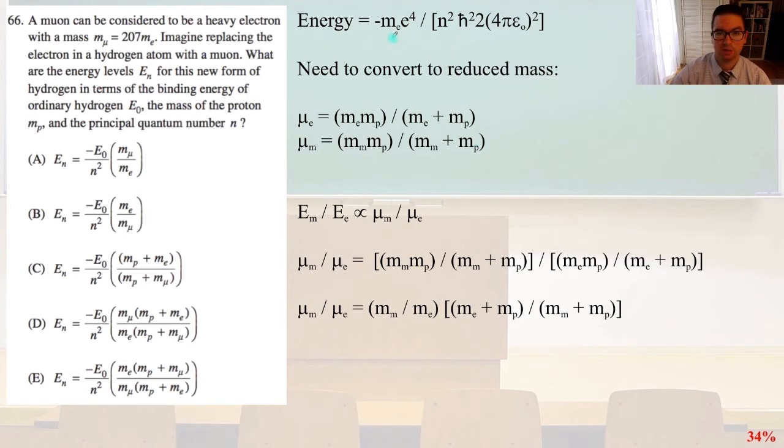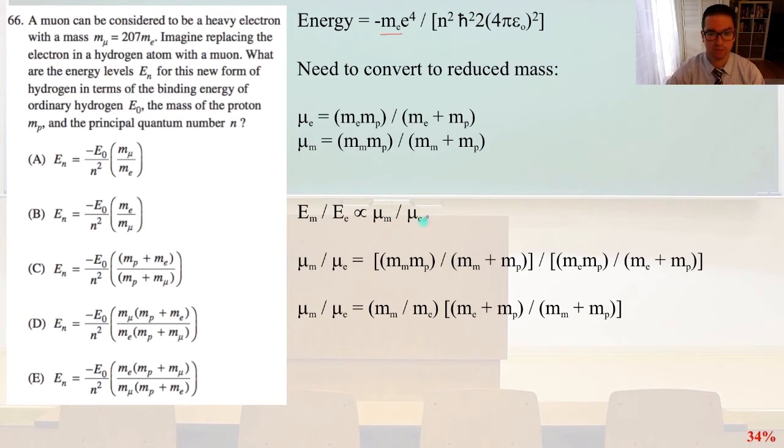So we know that the energy between the two systems is proportional to the reduced masses. So the energy of the muon system divided by the energy of the electron system is proportional to the reduced mass of the muon system divided by the reduced mass of the electron system.